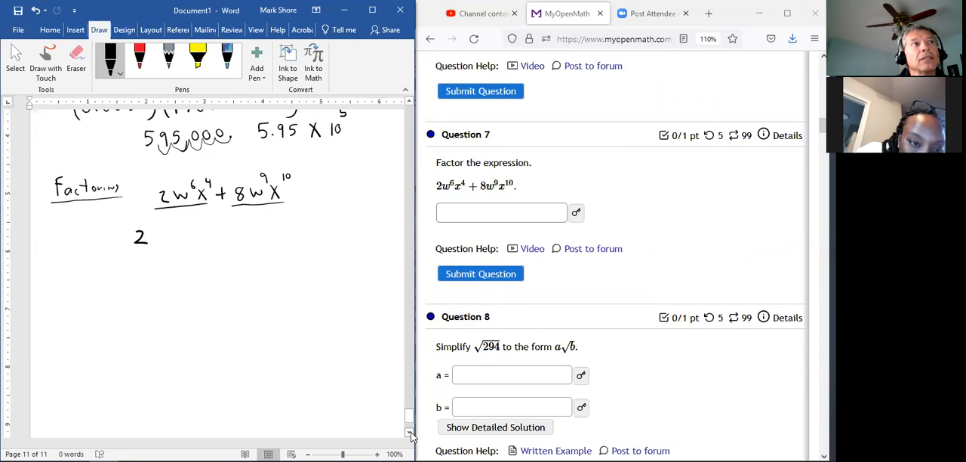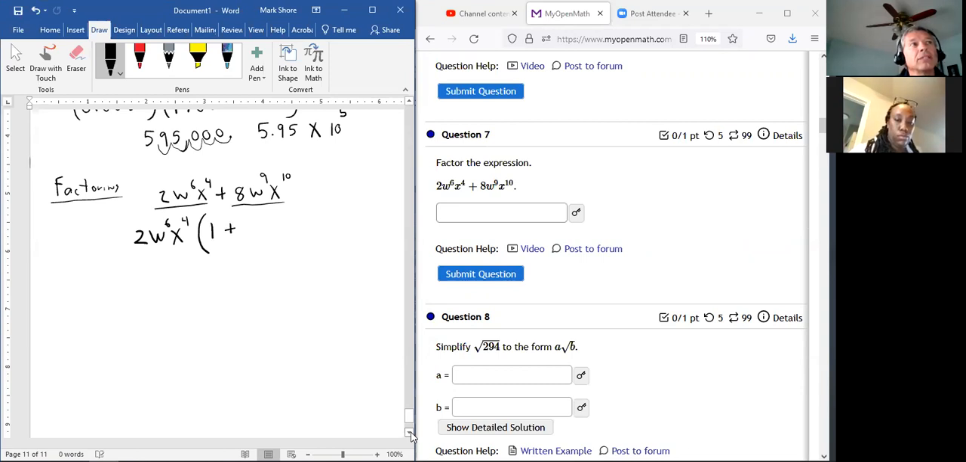There's 6 w's here and there's 9 w's here. Well, what's common to both of them? Each of them has at least 6 w's in it. So I'll write w to the 6th. This one has 4 x's, this one has 10, so they both have at least 4 x's. And that's what you're factoring out. When you're factoring out, you're dividing out. So if you take this whole thing divided by the whole thing we're factoring out, which is identical to it, anything divided by itself is 1.